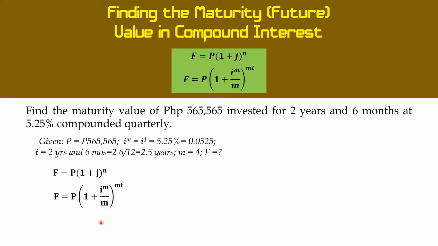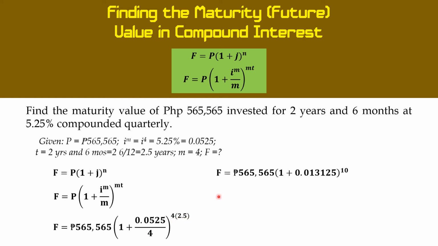Ayan. Then, plug in lang natin ang given dito. Okay, the principal, ito siya. And then, i raised to m, the annual rate, 0.0525. And then, the number of conversion is 4. Then, m, that is 4. And then, the time is 2.5 years. And then, divide natin itong dalawang ito, 0.0525 divided by 4. And then, multiply natin itong nasa itaas nila. So, itong naka-fraction, that is equal to 0.013125. And then, itong exponent, 4 times 2.5, that is equal to 10.